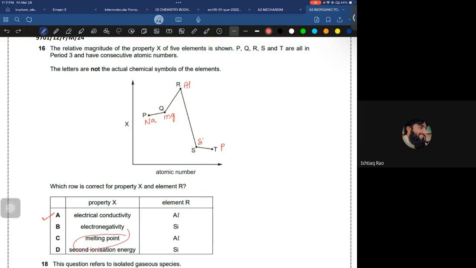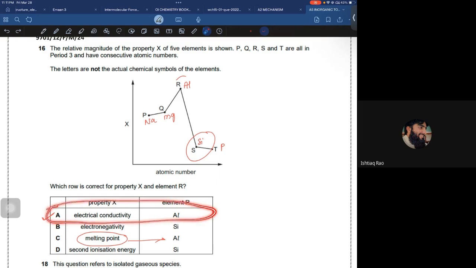If you are thinking that it should be melting point, remember that generally silicon is at the top. Silicon has a giant covalent structure. They say that aluminium is R, so of course it should be a higher melting point. No, it's incorrect. And what about option D, ionization energy? Silicon having the highest ionization energy? No. So this graph is matching with option A only. That's why option A is correct.